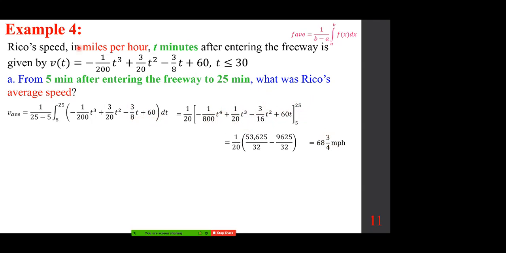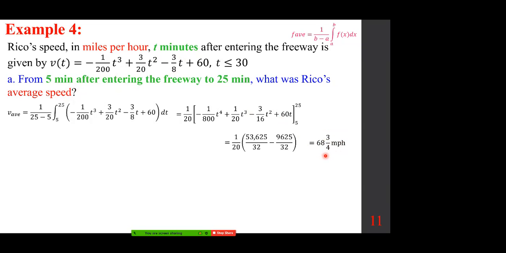What are the units? The units of speed, class. I know this is in minutes, but the units are of speed. So the speed is in miles per hour, and the average is taken over the course of so many minutes. So the answer is 68 and 3/4.